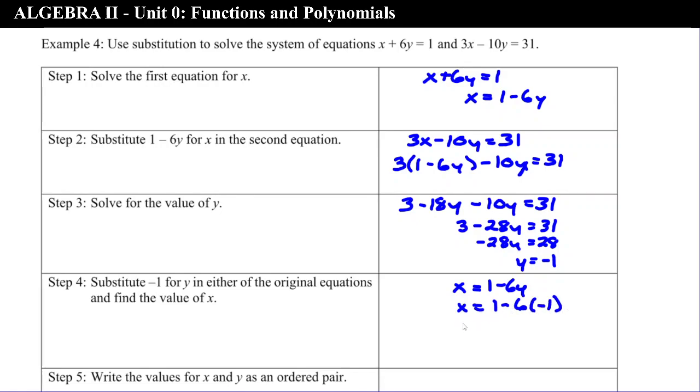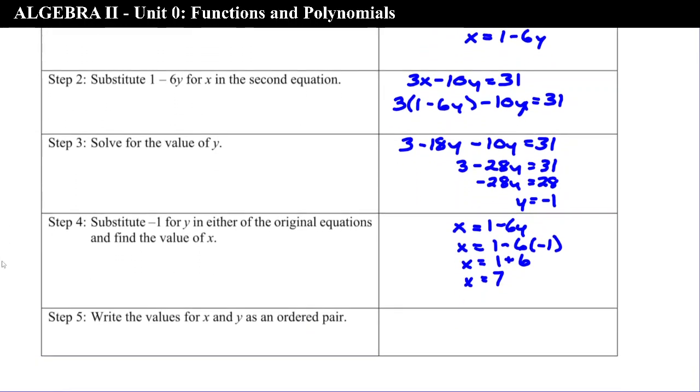When we do that, we're going to find, when we multiply negative 6 times negative 1, we're going to get a plus 6, and 1 plus 6 equals 7. So we have negative 1 for y, 7 for x. The only thing left to do is to write our final answer as an ordered pair. 7, negative 1. And we are done.